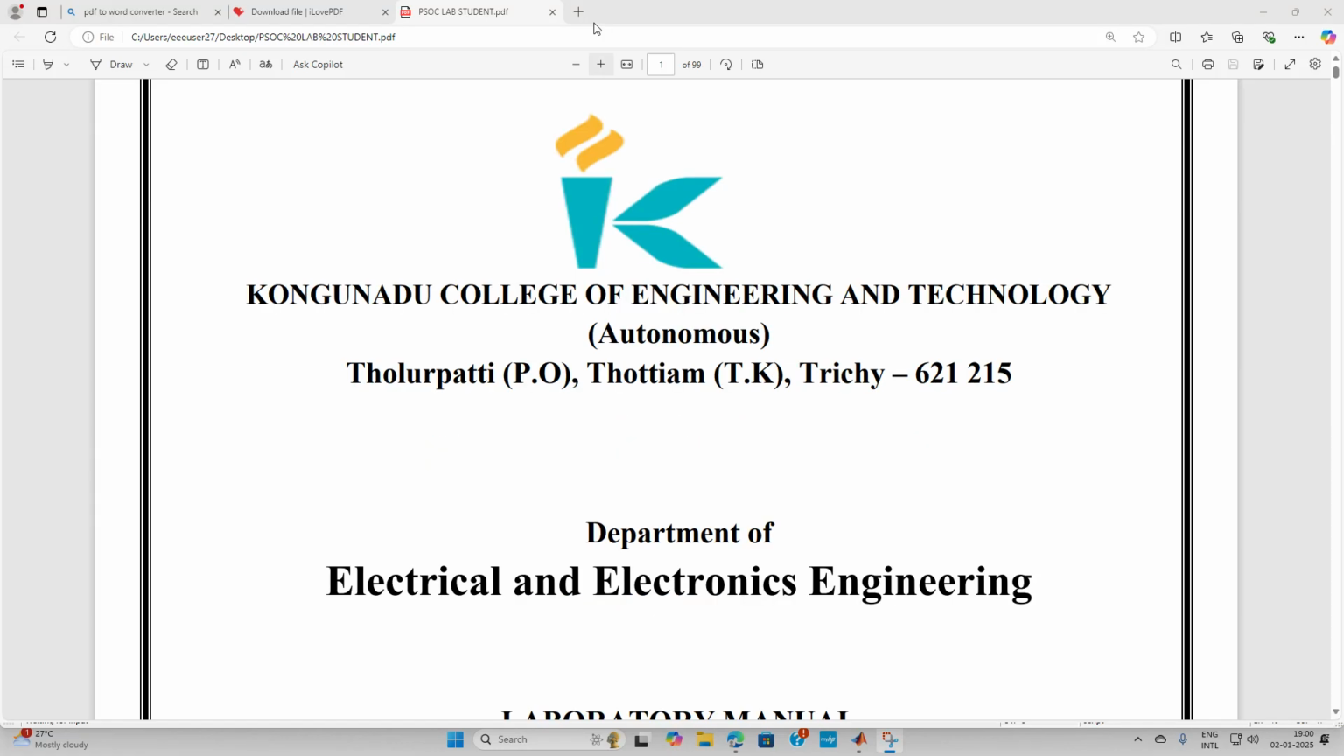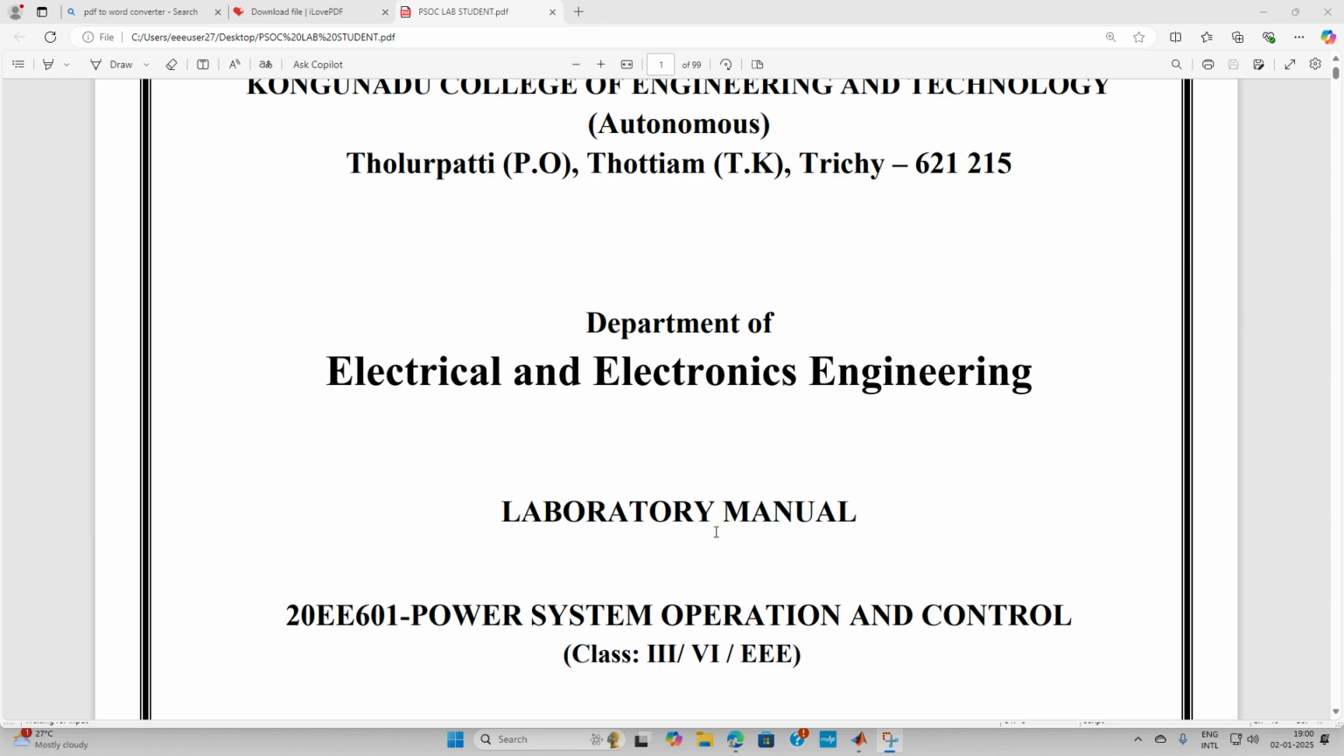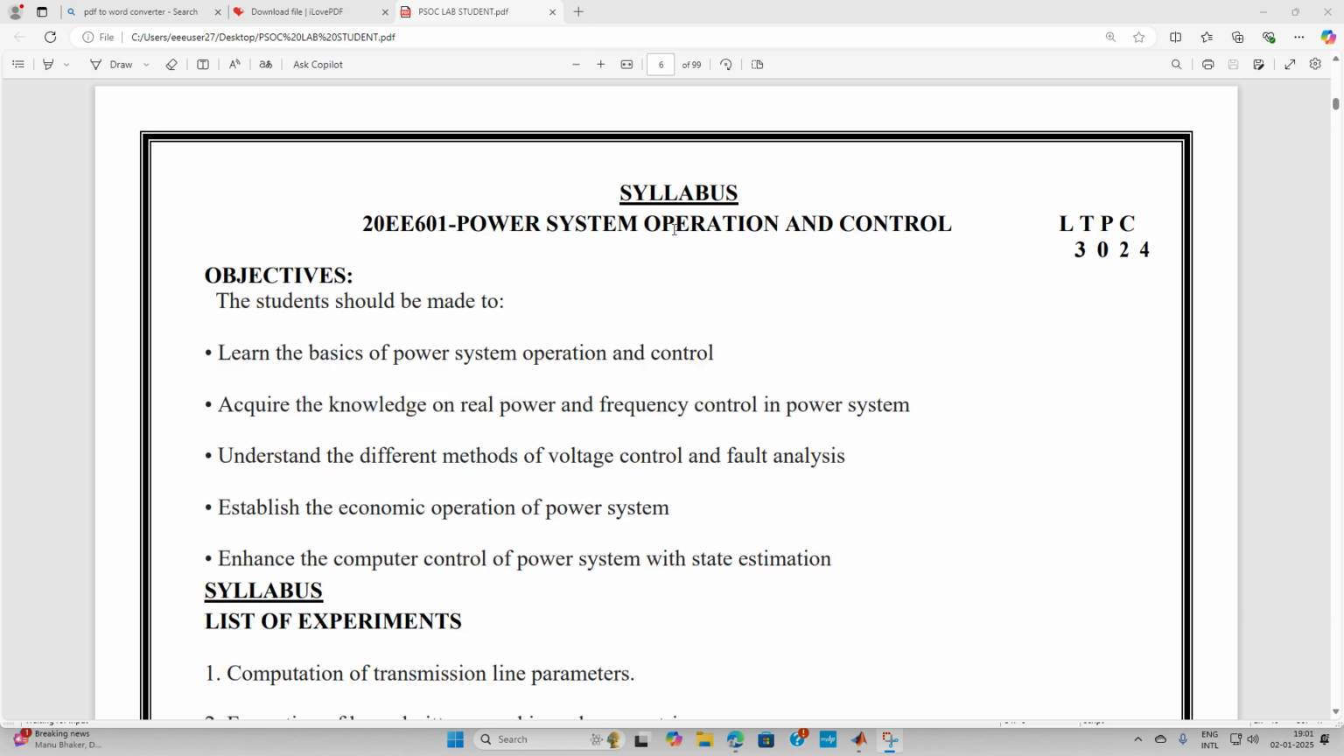Kongunadu College of Engineering and Technology, Department of Electrical and Electronics Engineering, third year, sixth semester, 20EE601 Power System Operation and Control Laboratory. This is a syllabus copy.